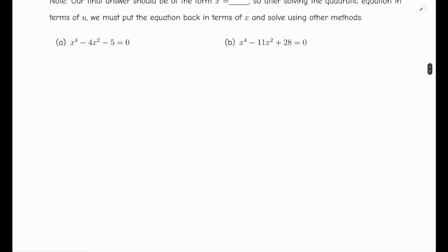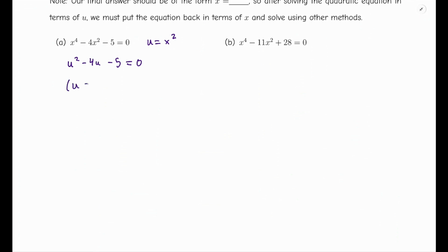Part A, x to the fourth minus 4x squared minus 5 equals 0. So we already know the u substitution we use here is u equals x squared. So then it became u squared minus 4u minus 5 is equal to 0. So remember, we have 4 ways to solve quadratic equations. I always recommend you try factoring first because it's the quickest if it works. In this case, it does.